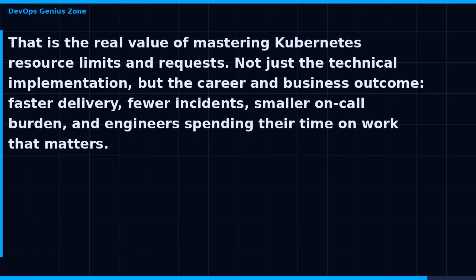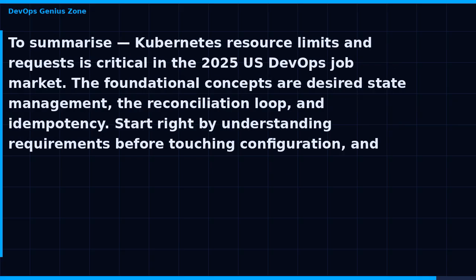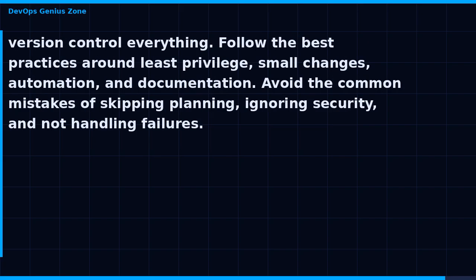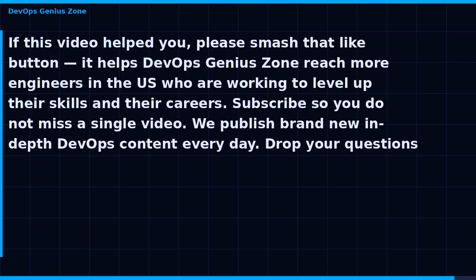To summarize, Kubernetes resource limits and requests is critical in the 2025 US DevOps job market. The foundational concepts are desired state management, the reconciliation loop, and idempotency. Start right by understanding requirements before touching configuration, and version control everything. Follow the best practices around least privilege, small changes, automation, and documentation. Avoid the common mistakes of skipping planning, ignoring security, and not handling failures.